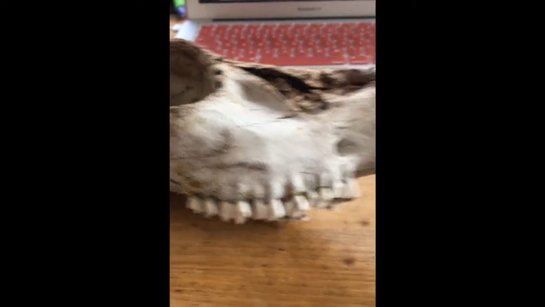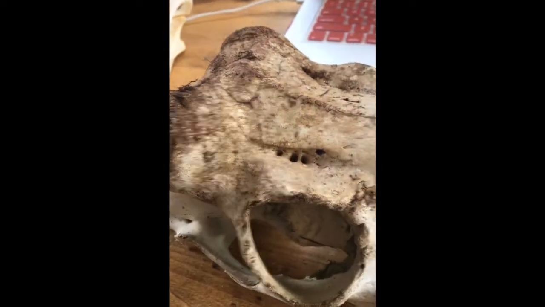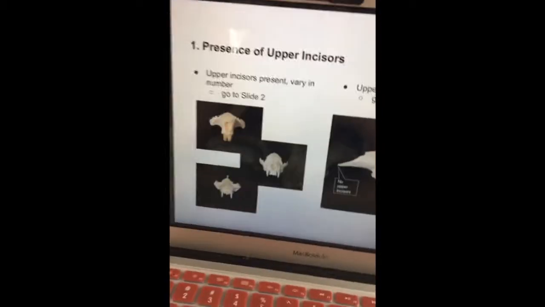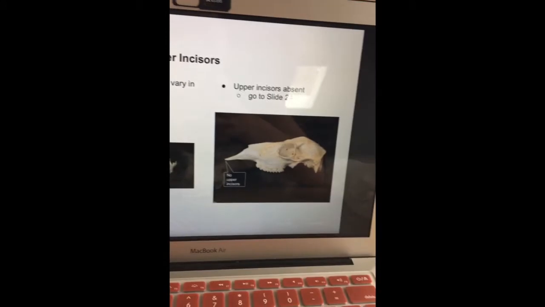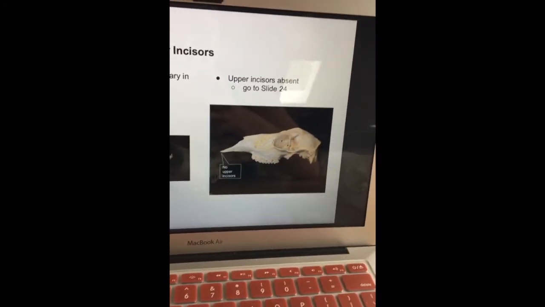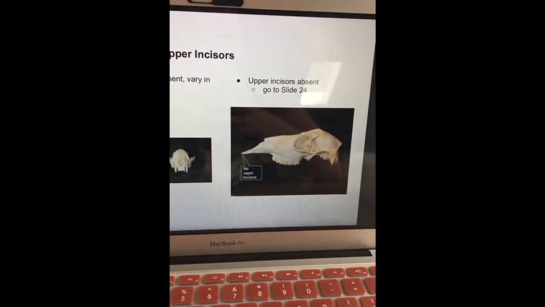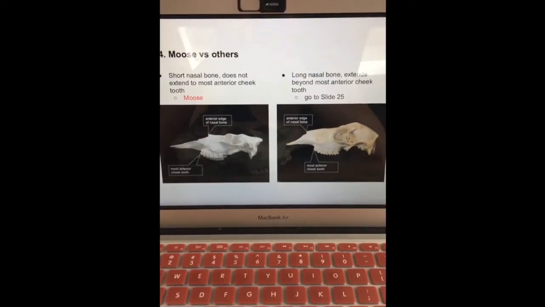So looking at our skull here, all I see are molars towards the back, so there are no incisors on this skull. So looking at question number 1, upper incisors present, go to slide 2. Upper incisors absent, go to slide 24. So we will now be going to slide 24.